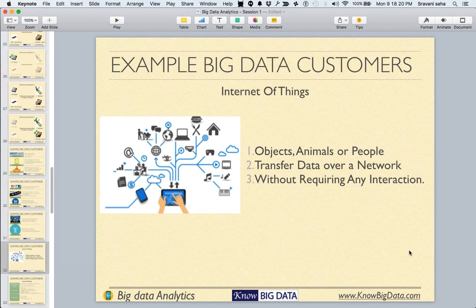Objects, animals, or people transferring data over a network without requiring some operator's interaction. So continuously, as of today, people are gathering a lot of data from all kinds of devices, and when things are connected to things, that changes the way we look at the data.